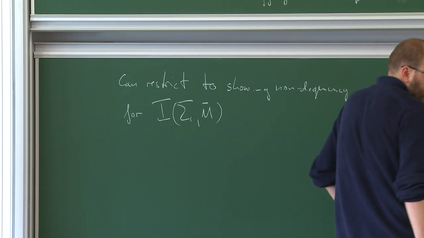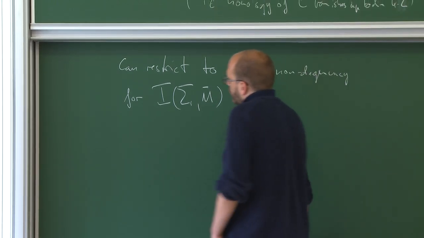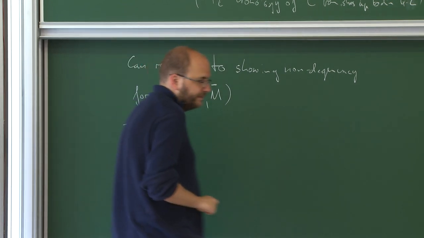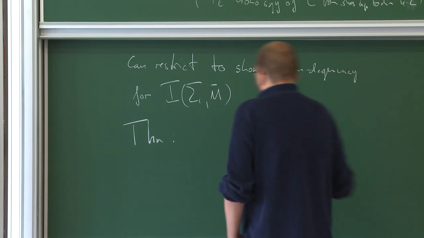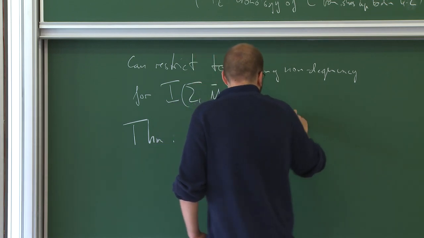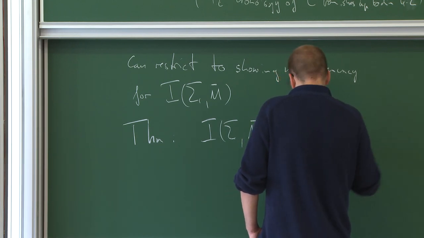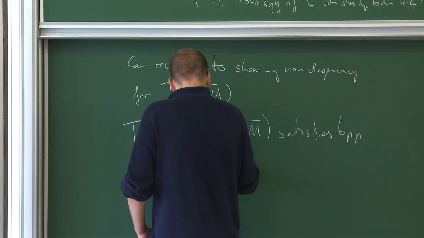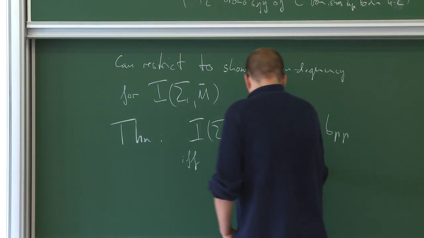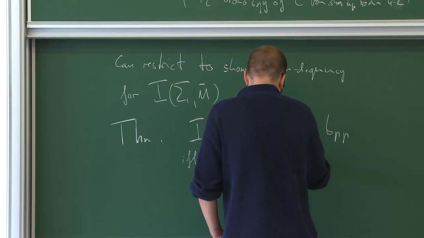Okay, and here's the theorem. I sigma M bar satisfies the Bayes pairing property if and only if... Okay, so now what I do is I look at A K of E.